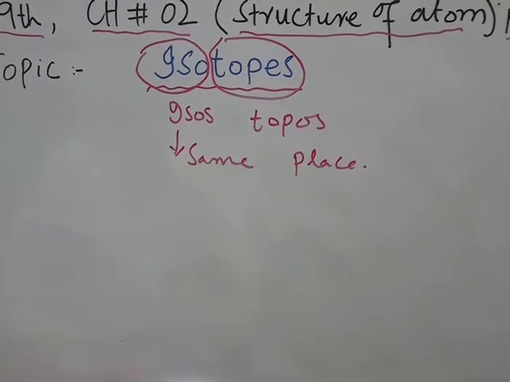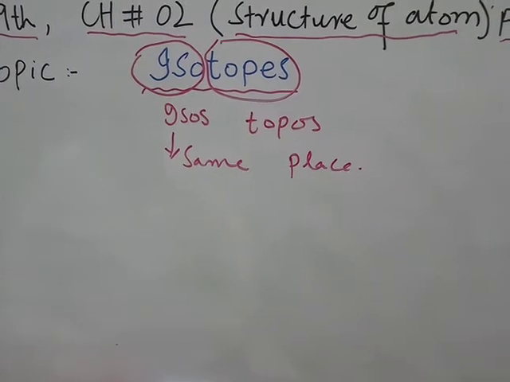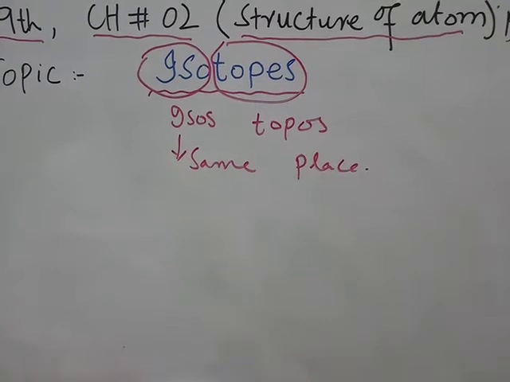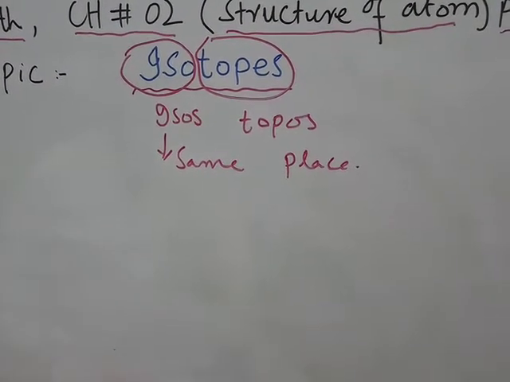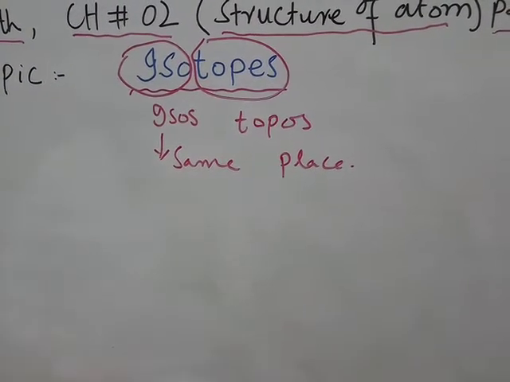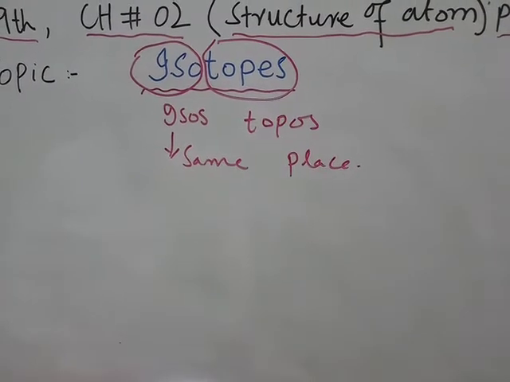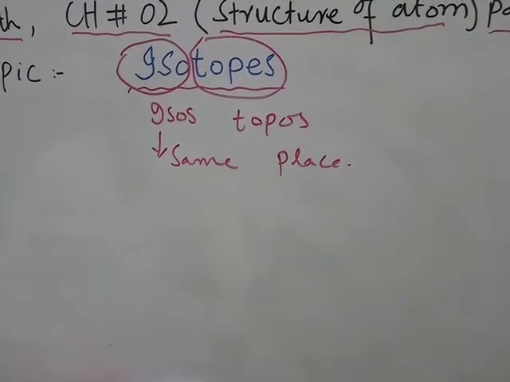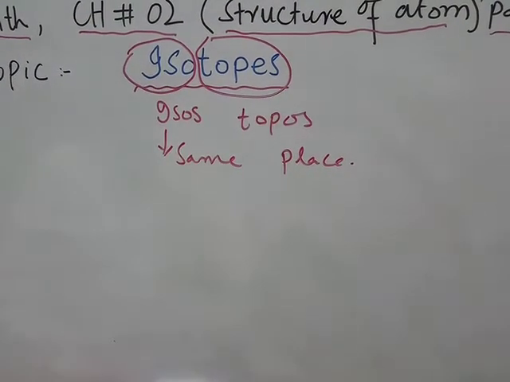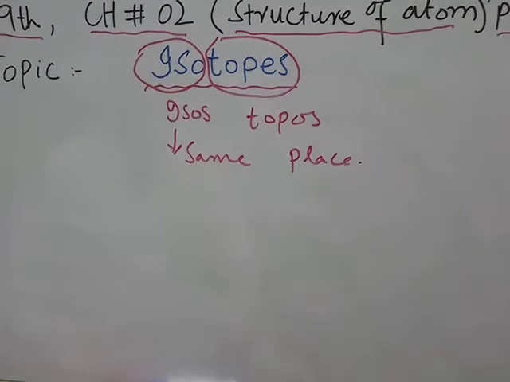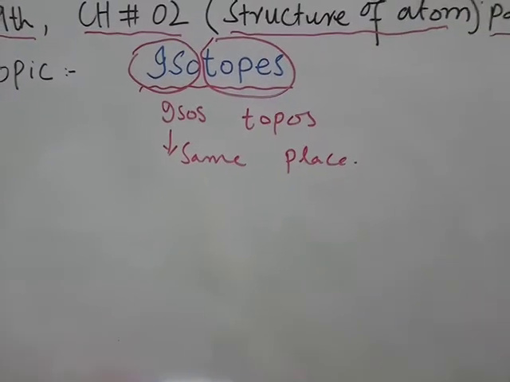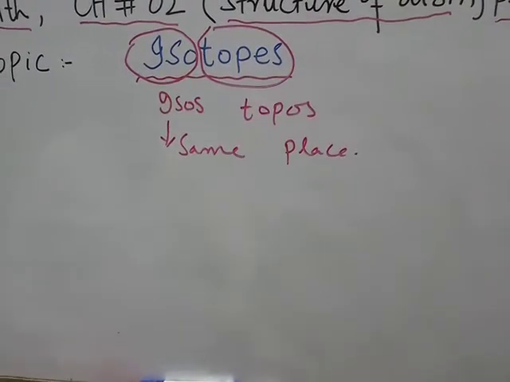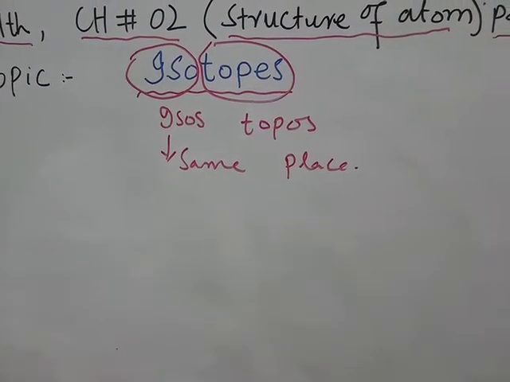Isotopes differ from each other with respect to the number of neutrons. So one isotope will have one number of neutrons, and the other isotope will have a different number of neutrons. Neutron is a heavy particle, so isotopes have different masses from each other. When they have different masses due to the presence of different numbers of neutrons, the physical properties, which depend upon mass, are different. When masses are different, isotopes have different physical properties.